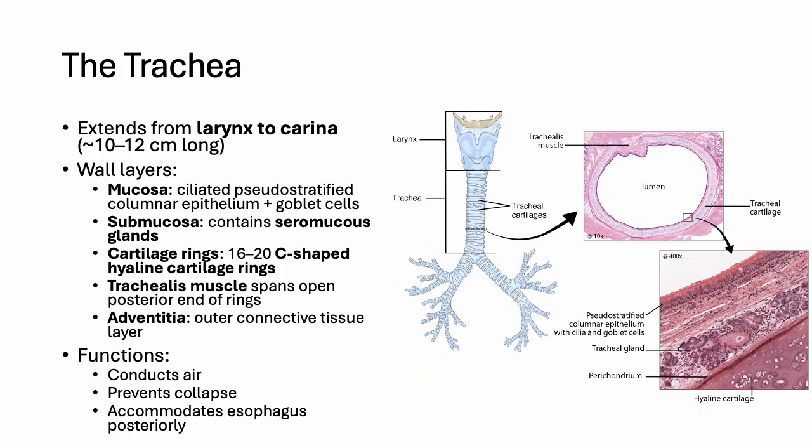Now we follow the airway below the larynx into the trachea, commonly known as the windpipe. This vital structure conducts air towards the lungs and is built for both support and flexibility. The trachea extends from the cricoid cartilage of the larynx down to the carina, where it branches into the right and left pulmonary bronchi. It is approximately 10 to 12 centimeters long and lies anterior to the esophagus.